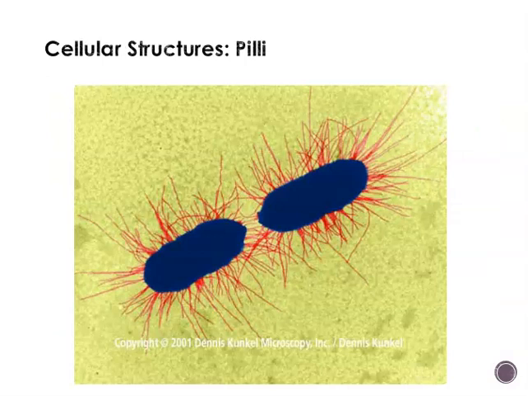The next structure is pili. So these are non-motile, long, hollow protein tubes that connect 2 bacterial cells and mediate DNA exchange. So this is a type of virulence factor.